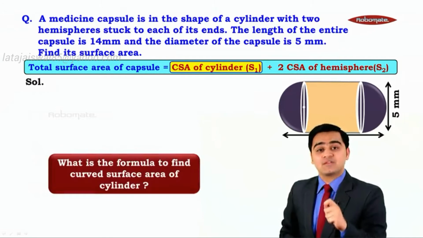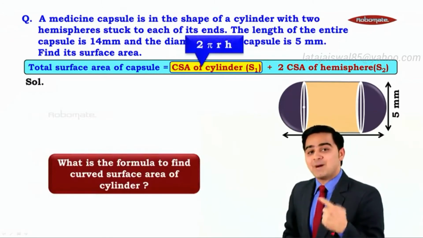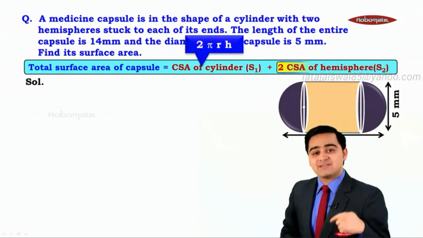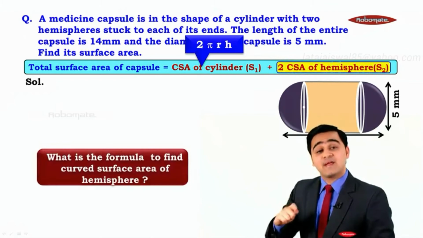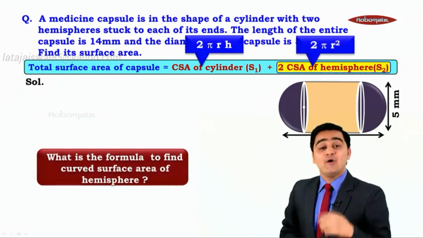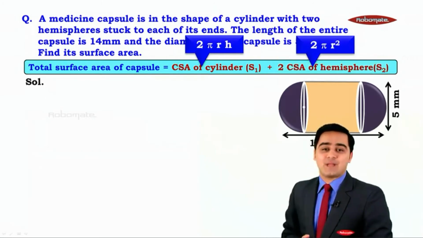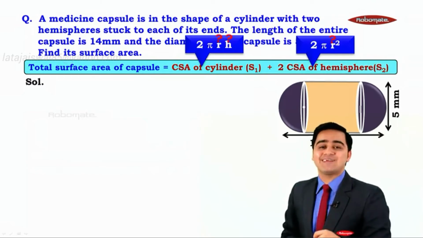My dear students, what is the formula for finding curved surface area of a cylinder? Yes, it is 2 pi RH. Now let's next focus on getting curved surface area of one hemisphere. What is the formula for finding curved surface area of a hemisphere? Yes, it is 2 pi r square. For finding the total surface area of the capsule, we need the radius of the cylinder and the hemisphere, and also we need the height of the cylinder.